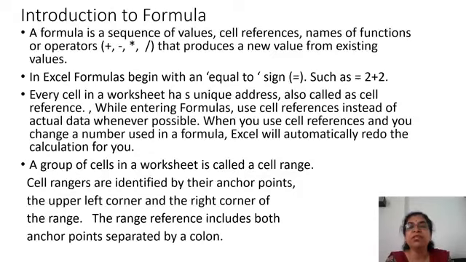A group of cells in a worksheet is called a cell range. Cell ranges are defined by their anchor points, the upper left corner and the lower right corner of the range. The range reference includes both anchor points separated by a colon. Means the starting point and the end point are given, for example from A1 up to C3 or D3 or D4, whichever we have to specify.